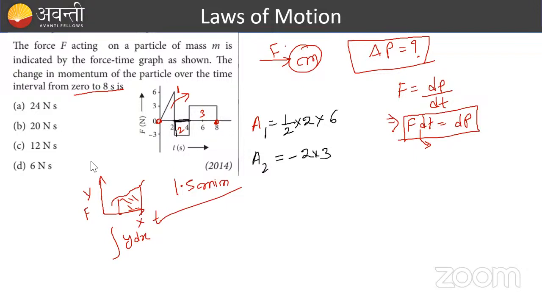तो ये क्या हो जाएगा? X is time, positive, and force is negative. So area will be negative. So this is this. Now what will be A3?